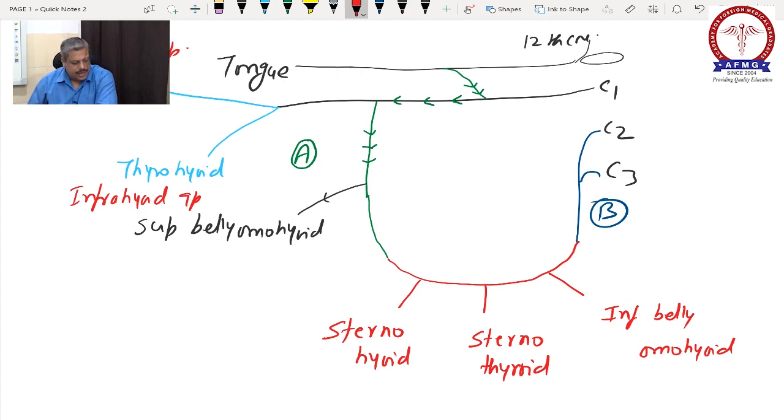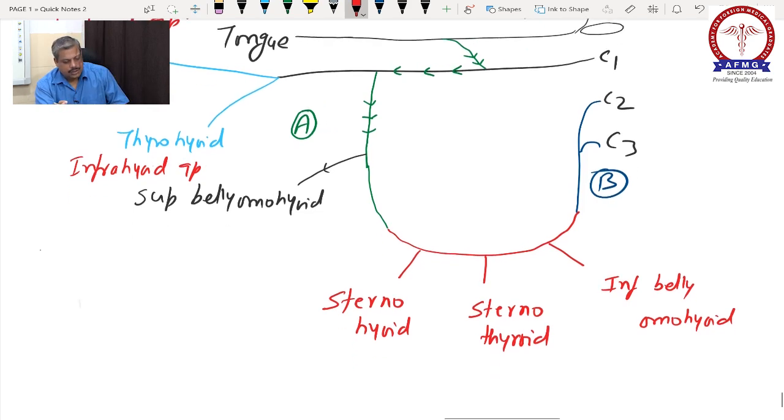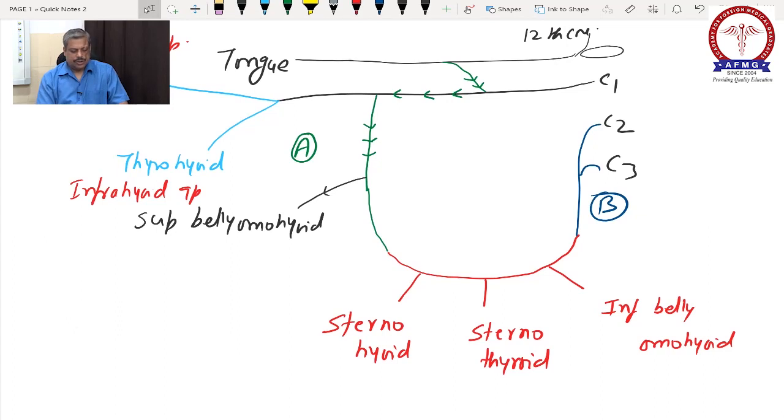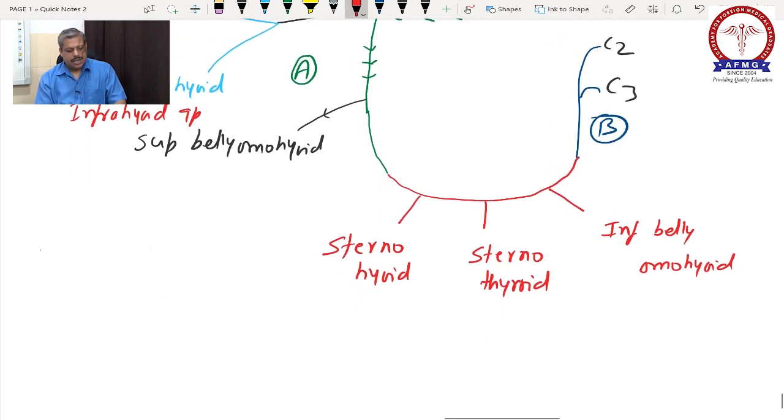Suprahyoid group of muscles and infrahyoid group of muscles. So this is about the ansa cervicalis. Again, I am stressing, questions are asked. What muscles are supplied by ansa cervicalis? It supplies the sternohyoid, sternothyroid and the omohyoid. Which muscle is not supplied? It is the thyrohyoid. And all these muscles come under which category? They are the infrahyoid group of muscles.